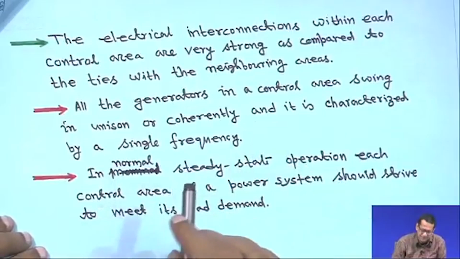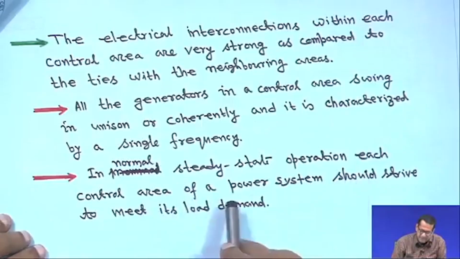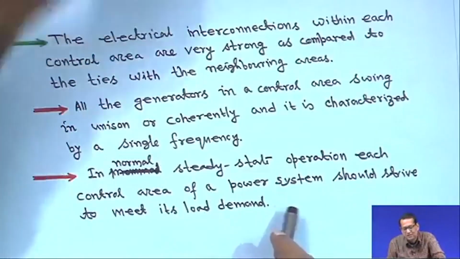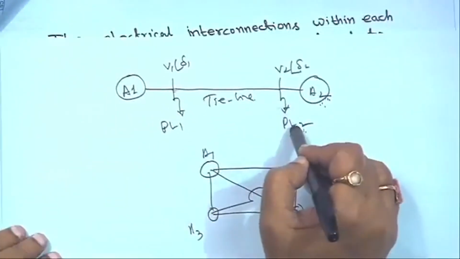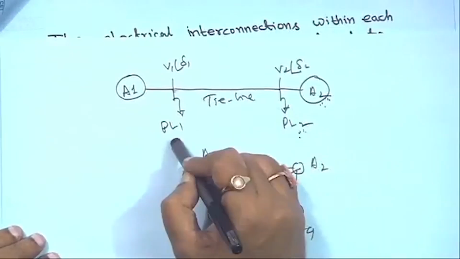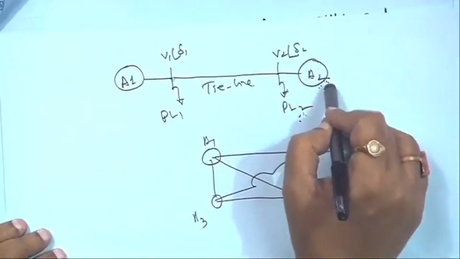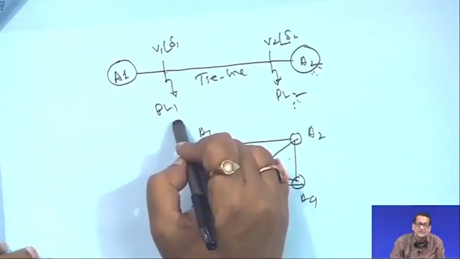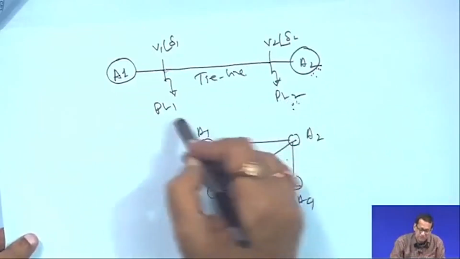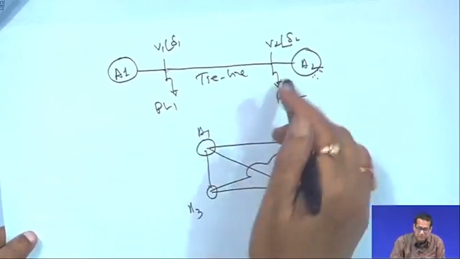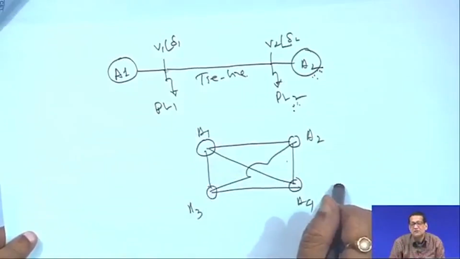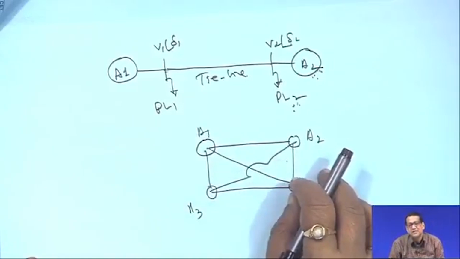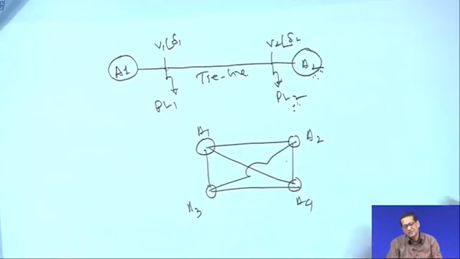This is the assumption. In normal steady state operation, each control area of a power system should strive to meet its own load demand. As I told you, under normal operating conditions, whatever generating units are in the area should accommodate its own load, same as the other area. But if I need power, or there is a sudden increase in load demand, then I can borrow power from the neighboring areas if I have sufficient spinning reserve. Thank you.